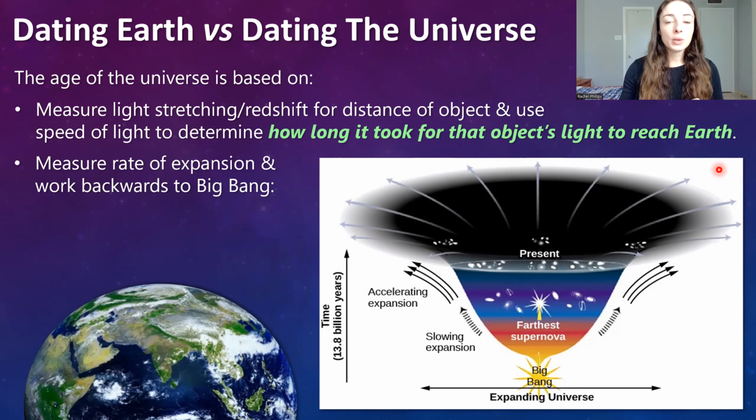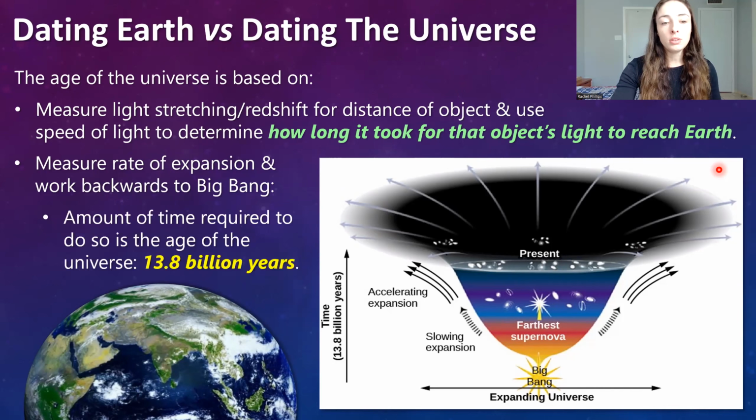So then we can measure the rate of expansion of the universe and kind of work backwards to the Big Bang, or the birth of the universe, to get an estimate of the amount of time required for the universe to be at its current state. And the amount of time required to do this we estimate as 13.8 billion years.